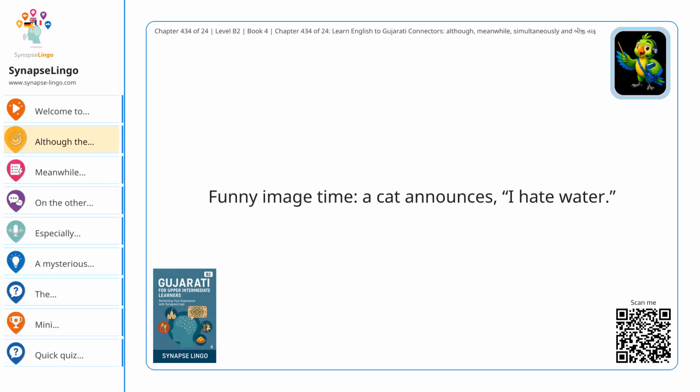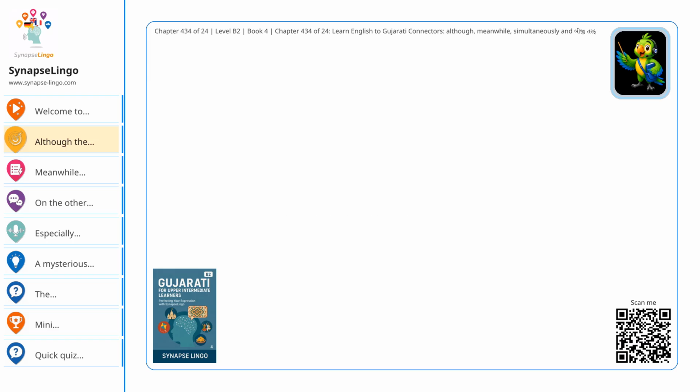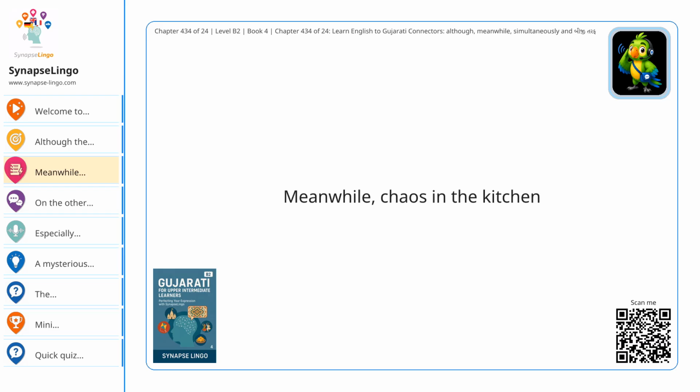Funny image time. A cat announces, I hate water. Then it jumps into a puddle like a tiny furry action hero. Memory trick. Hear the contrast first, then the action. Obstacle first, victory second. That is the job of these two. Meanwhile, chaos in the kitchen.